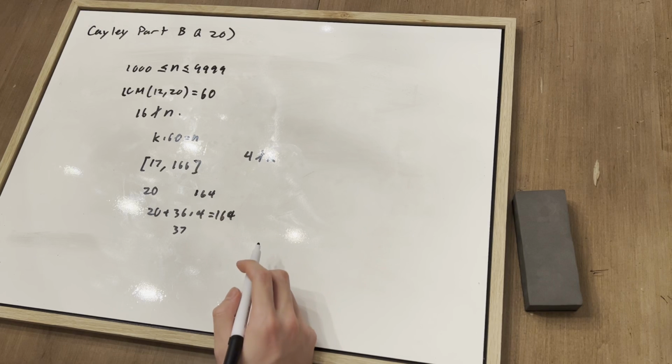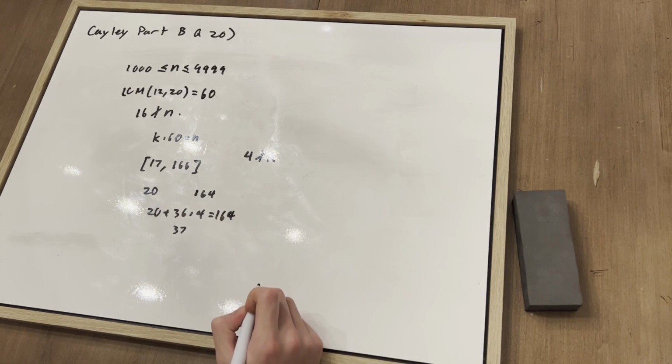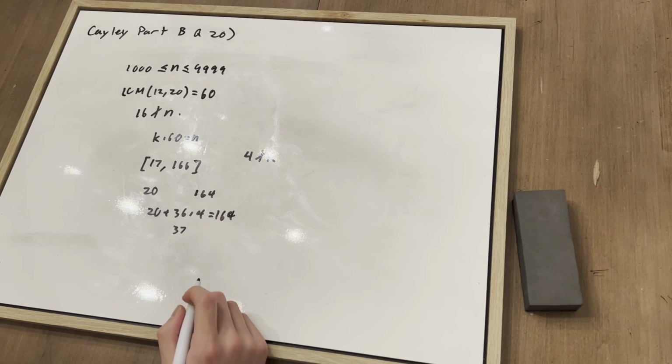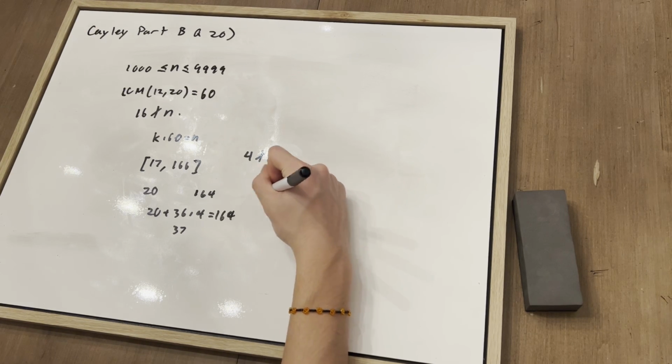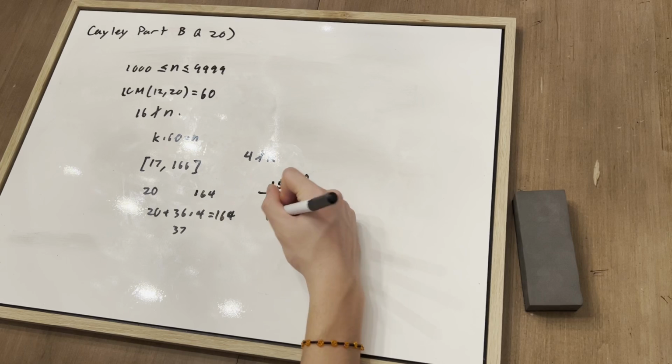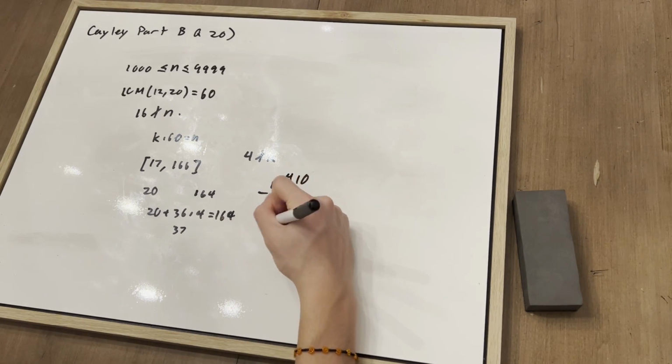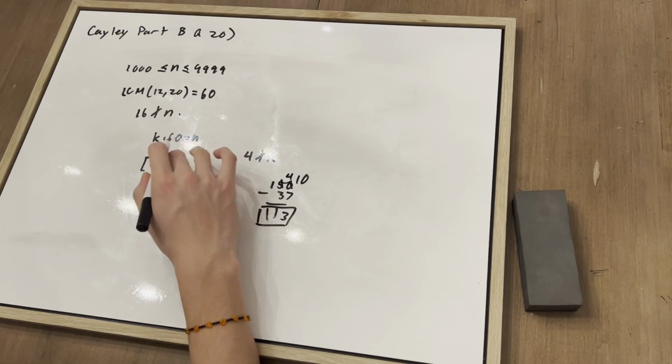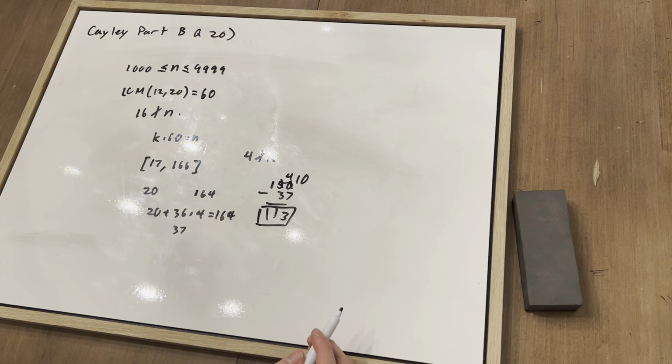Since there are 150 integers between 17 and 166 inclusive, and 37 multiples of 4, we can just take 150 minus 37, which gives us 113 possible values of k. And since n is defined in terms of k, this also gives us 113 values of n, which is our solution.